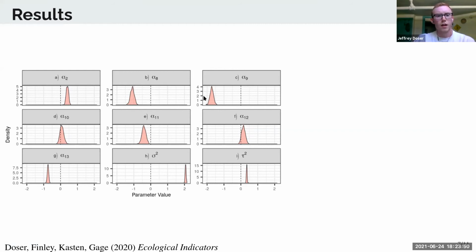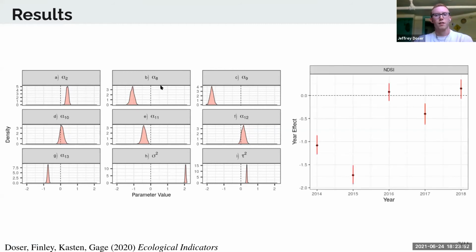These middle parameters, I'll blow these up on the right over here. These are the ones that we're really interested in, which are the treatment effects over the 5-year period. So on the horizontal axis here, what we have are the years, and these are the years that occur after the shelterwood logging, which occurred in early 2014. And then the y-axis shows the effect, and the effect is the difference between the transformed NDSI values in that specific year compared to what it was prior to the shelterwood logging.